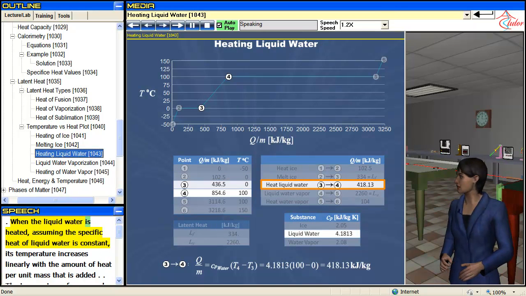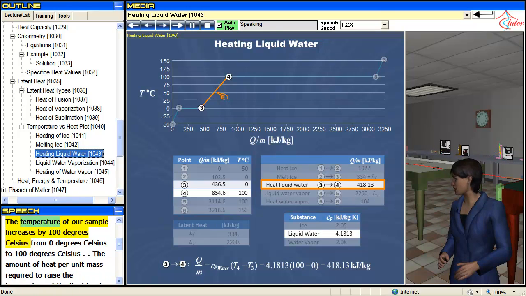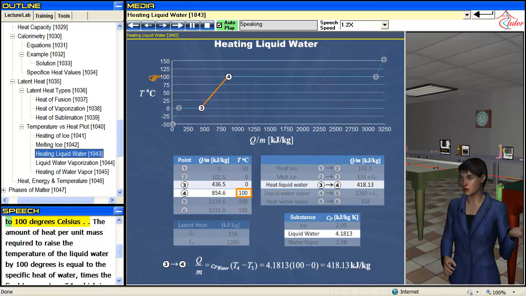When the liquid water is heated, assuming the specific heat of liquid water is constant, its temperature increases linearly with the amount of heat per unit mass that is added. The temperature of our sample increases by 100 degrees Celsius, from 0 degrees Celsius to 100 degrees Celsius.